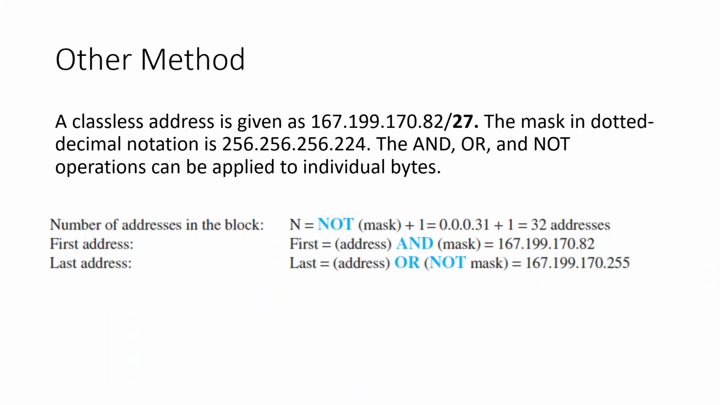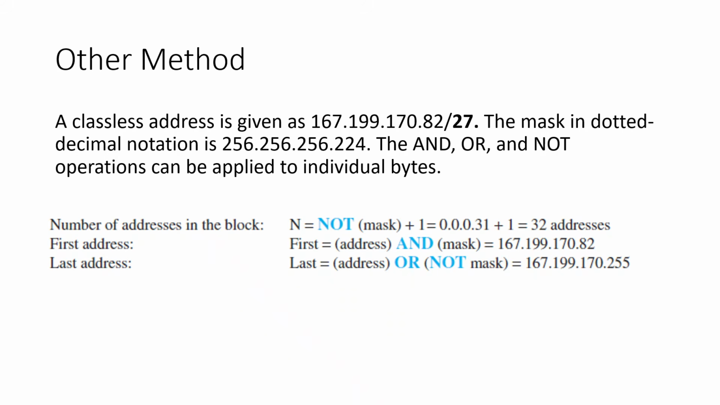A classless address is given, again 167.199.170.82/27. The mask in dotted decimal notation for this block is 255.255.255.224. The AND, OR and NOT operations you can perform on the individual bytes. So the total number of addresses in the block, capital N, is equal to NOT of mask plus 1. The mask you can already find, and you will get 32 addresses.